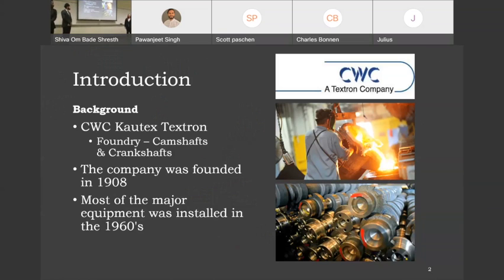So a brief introduction. Our company is TWC Caltech, Caltech Dextron. It's a company that specializes in production of camshaft, crankshaft. The company was founded in 1908, and the major equipment was historically.